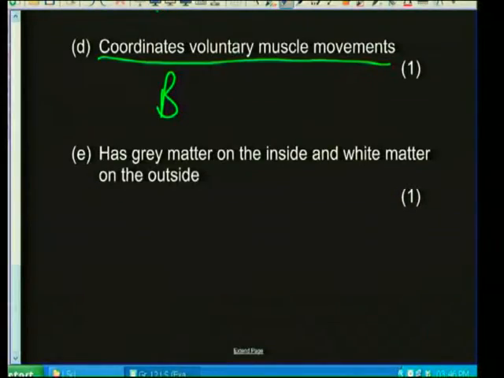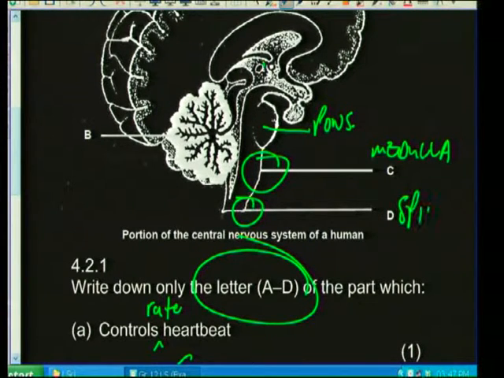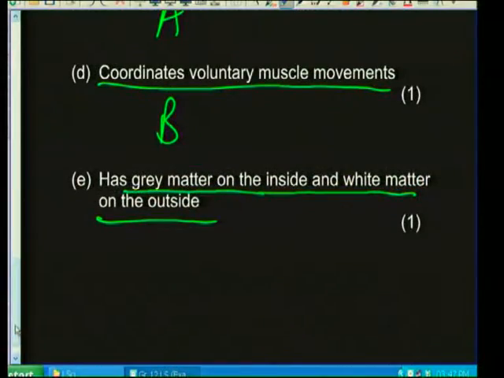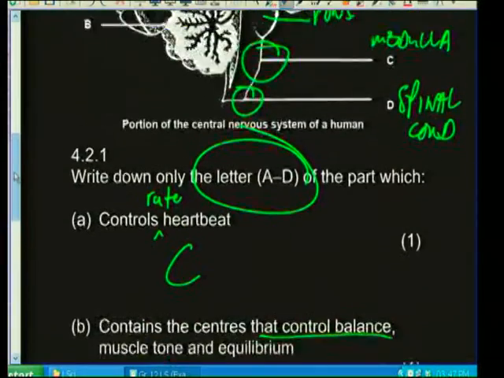Has a part that has gray matter on the inside and white matter on the outside. That is the spinal cord, and in this diagram the spinal cord would be that part there, D, because that's the pons varolii. If you look at the diagram, that's the pons. This would be the medulla, and therefore anything below the medulla then would be the spinal cord. And it's only in the spinal cord where the white matter is on the outside and the gray matter is on the inside, and that would be part D.